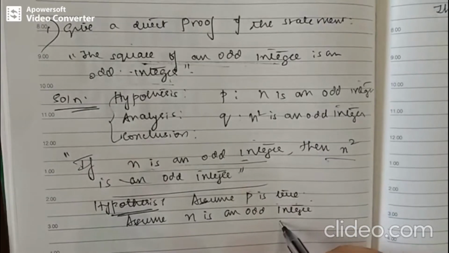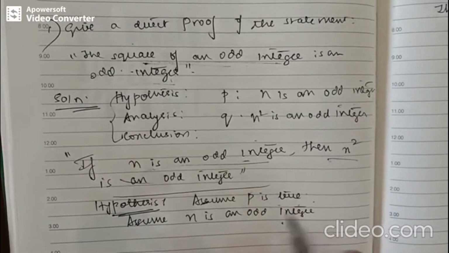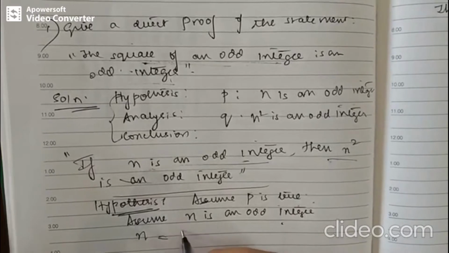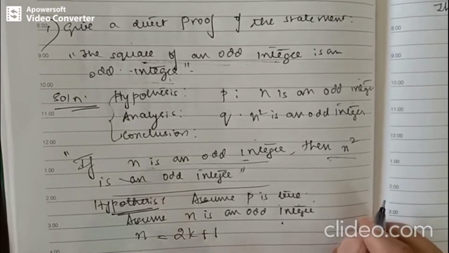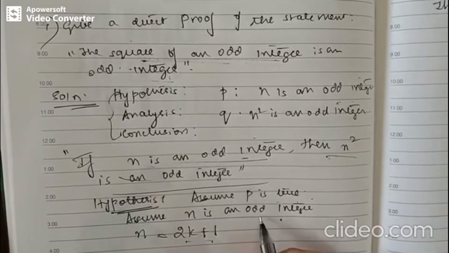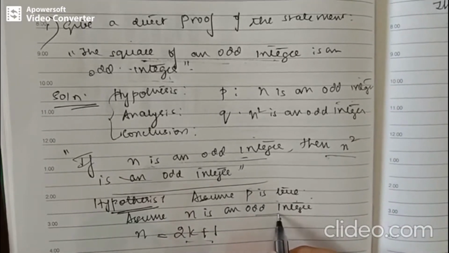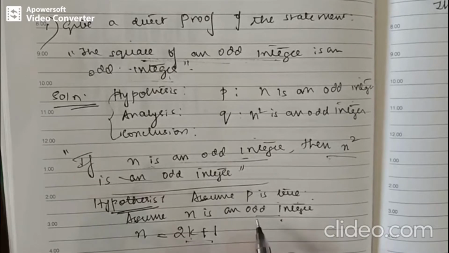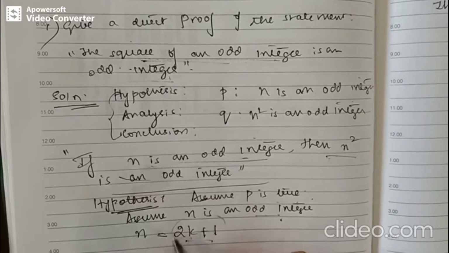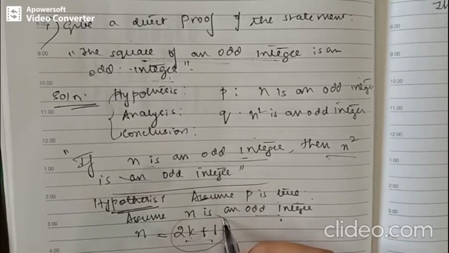Now, since n is an odd integer, how can I write this n? I can write n is equal to 2k plus 1, where k is some integer. This will denote an odd integer. For example, if I take k is 1, it will be 2 plus 1, that is 3, an odd integer. If I take k is 2, it will be 4 plus 1, that is 5, an odd integer. So this form represents an odd integer.